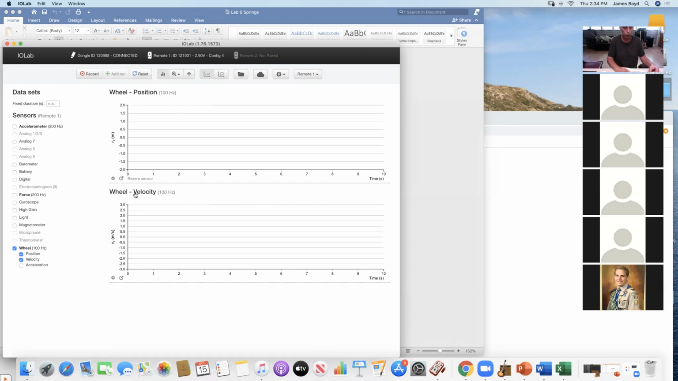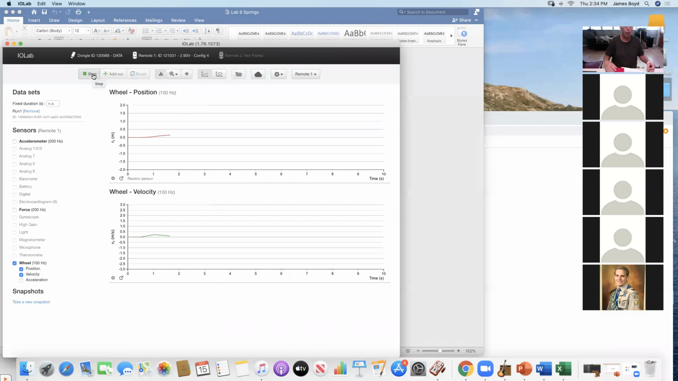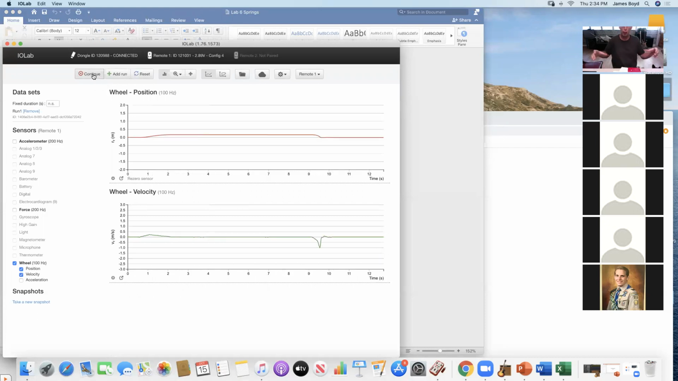What I want you to do is, you can hit record before and then pull it to some point. I would really rather that you actually mount this on something because you're going to let it go. Okay. So pull it about 10 centimeters, let it go. And you can see that this was when I let it go. I'm going to zoom in on that.